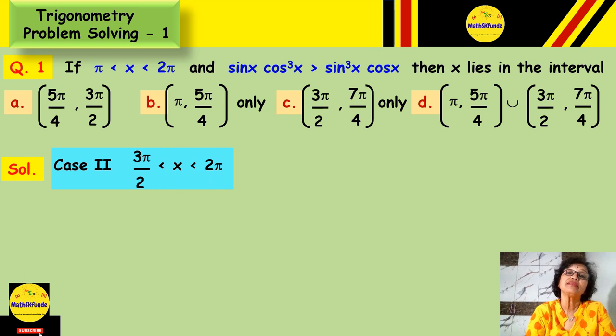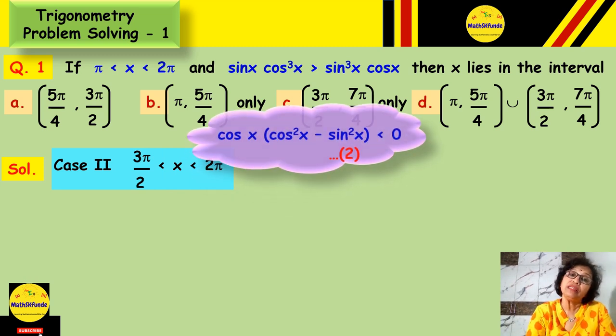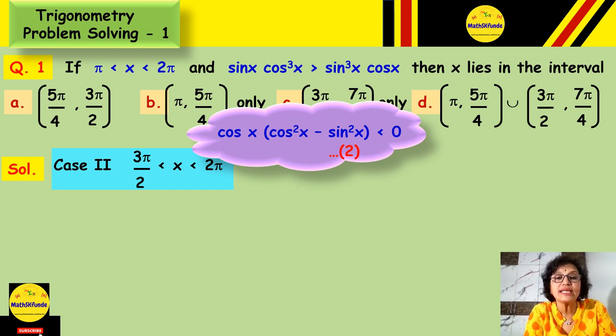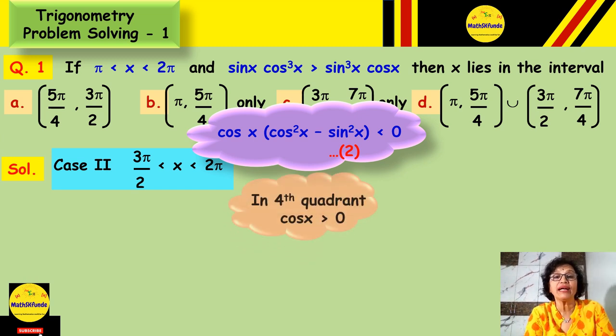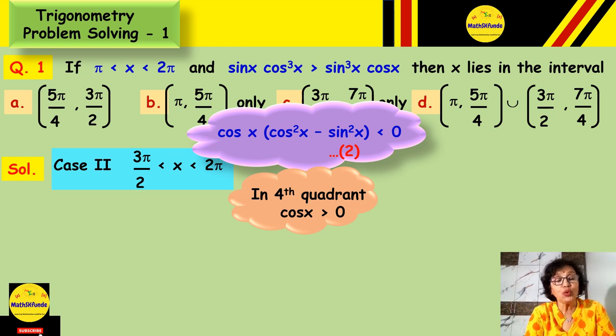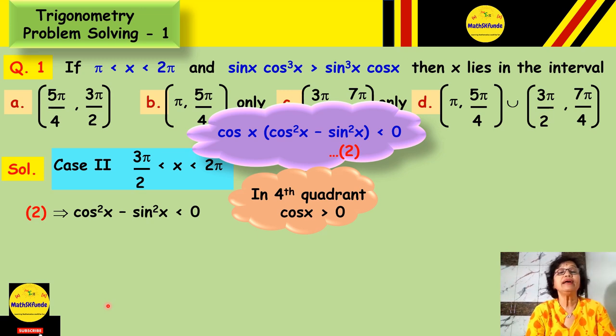And that fourth quadrant means your x lies between 3 pi by 2 and 2 pi. And inequation is same, still to solve, that cos x into cos square x minus sin square x less than 0, which I had named as 2. Okay. And you are in fourth quadrant. Don't forget that. And in fourth quadrant, now you have some condition on cos x. Cos x is always positive. And if cos x is positive, that means this part is positive and your entire product is negative. So what will happen to cos square x minus sin square x? Now cos square x minus sin square x will have to be negative.